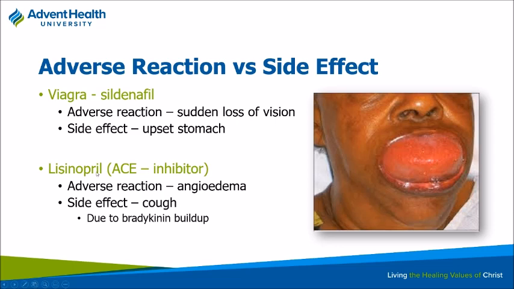Or for instance, lisinopril, which is an ACE inhibitor that we use for hypertension. A side effect could be cough, due to buildup of a product called bradykinin, versus angioedema. Imagine you see a patient come in with a tongue swollen like that. What do you worry about? Yeah, blocking the airway, right? So that patient needs to be intubated right this second. Otherwise, they may lose that airway, and that's no good.